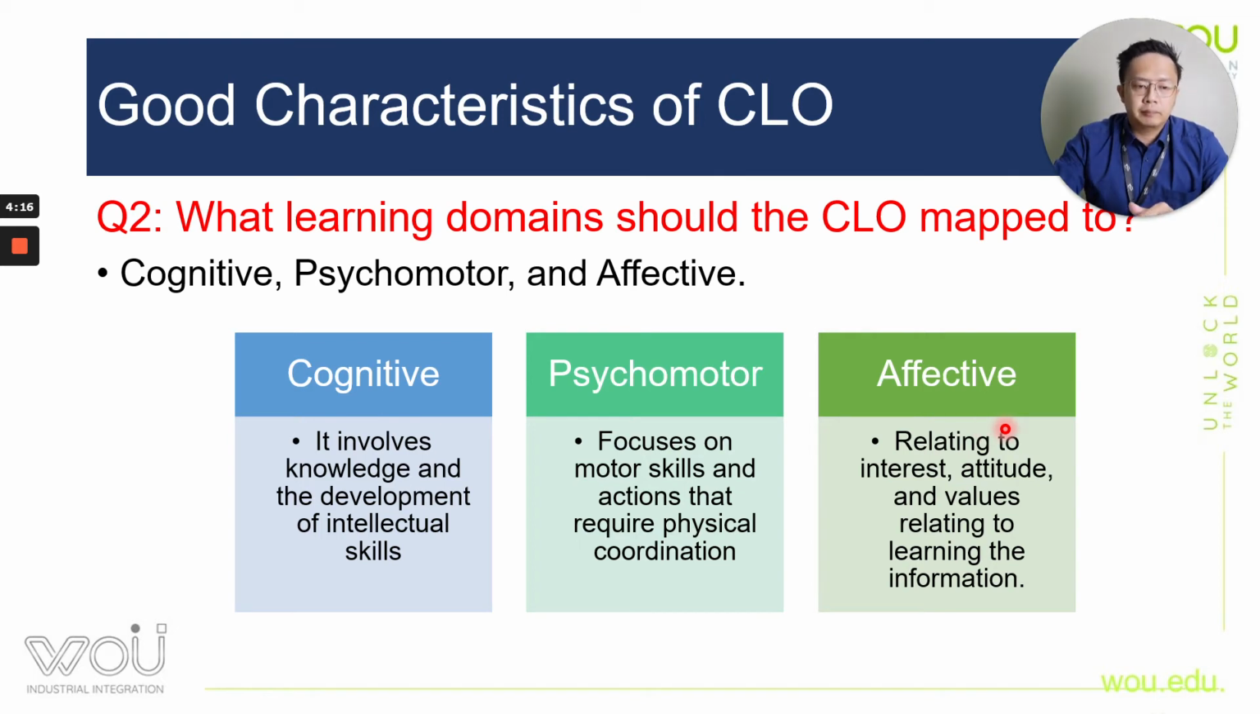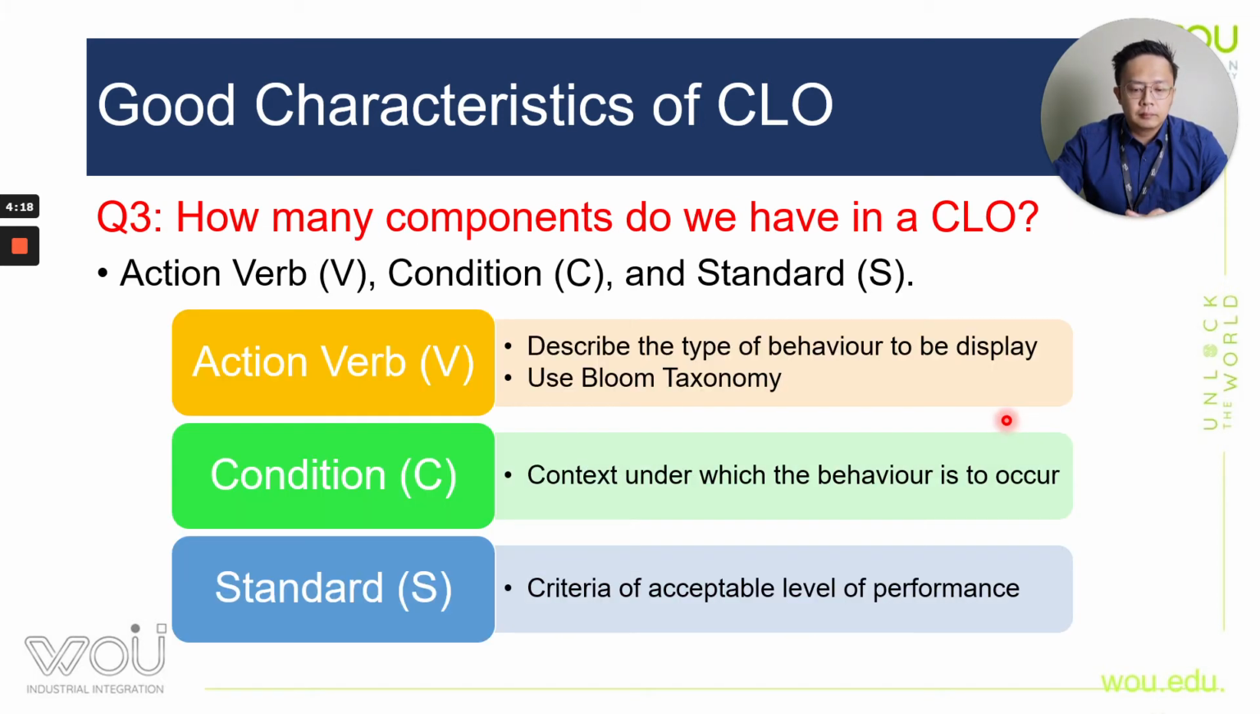Then, how many components do we have in a CLO? That means, in any particular CLO statement, how many components should we have inside? In general, a CLO will have these three components. The action verb, which is based on Bloom's taxonomy. We will have the condition. We will have the standard.